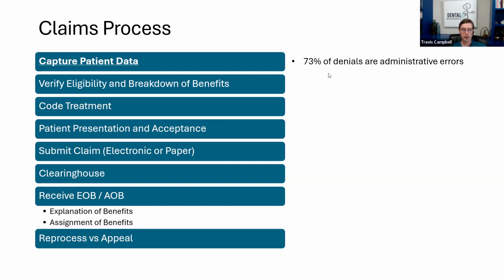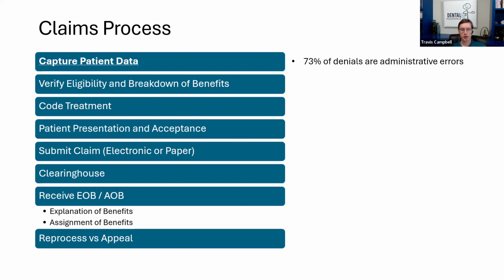And once you get the claim back, you're going to get an explanation of benefits. And if you accept the assignment of benefits, the check from the insurance company, then you take that check and apply it to their ledger. If you have any challenges, you want to reprocess or appeal the claim after that fact. So just keep this in mind. That's kind of the total map.